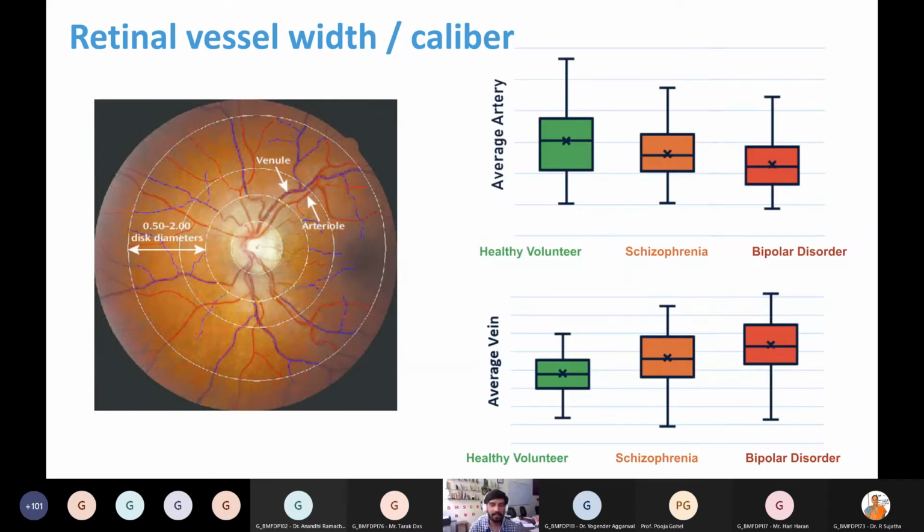Interestingly, this was one of my first papers published in my PhD. We found that the arteries of healthy volunteers were larger, or normal, and in schizophrenia and bipolar they were smaller than in the healthy. It was reversed in veins: the veins were larger in patients than in healthy volunteers. This was one of the findings. We also controlled for features like body mass index and blood pressure, so that there wouldn't be any comorbidities.